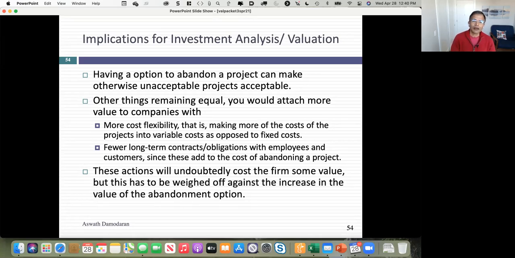So when you think about, in evaluations, this might just play a back role, but some companies are much more flexible than other companies. They're able to adapt quicker. And those companies should be worth more than companies that don't have that same adaptive power.